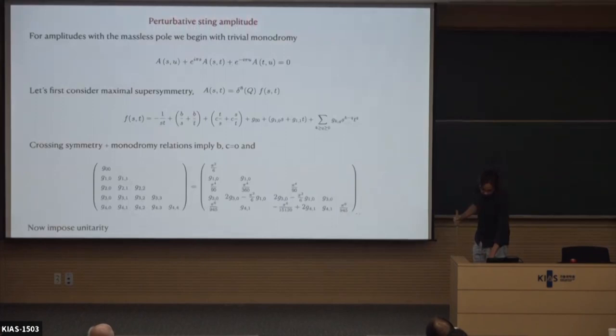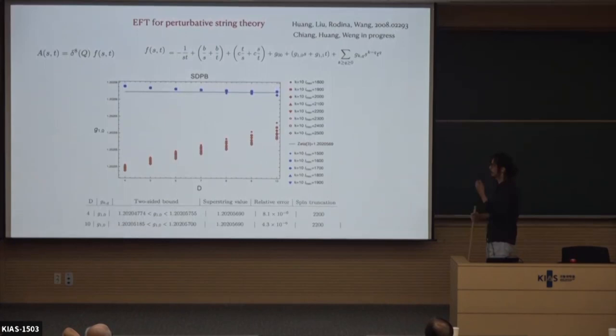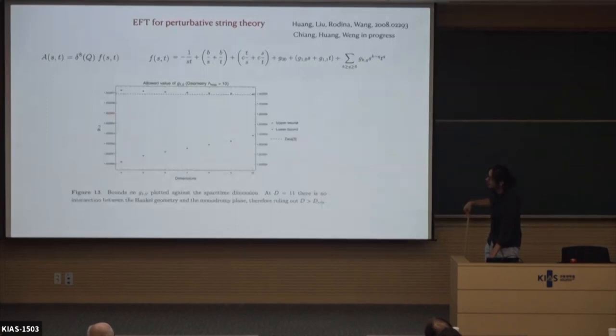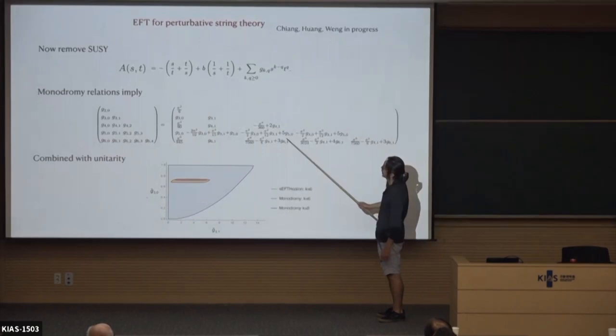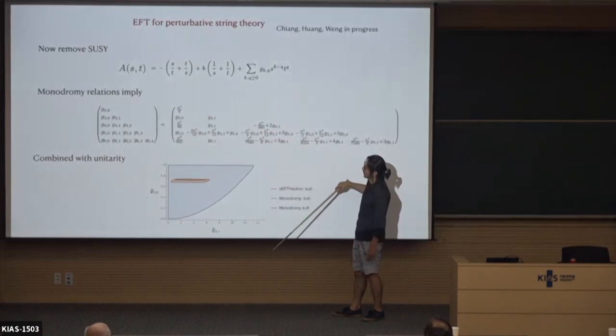Now, you might say that it's not surprising that we get this unique answer, that we're approaching a unique answer, because we're imposing maximal SUSY. And indeed, if you don't impose maximal SUSY, you get a region. So this is a plot for just taking a scalar amplitude and again imposing monodromy, and we look at what the monodromy allows within the EFT space.